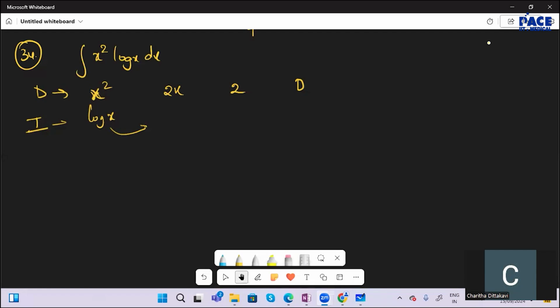Right. So when we are going by this way, integrate log x. So log x integration, what is it? Do you think log x integration is that easy? So what is the integral of log x? What do we have to consider here? Log x into 1 again.